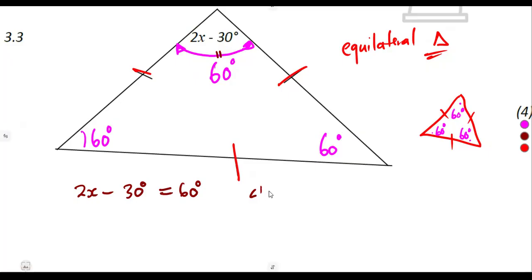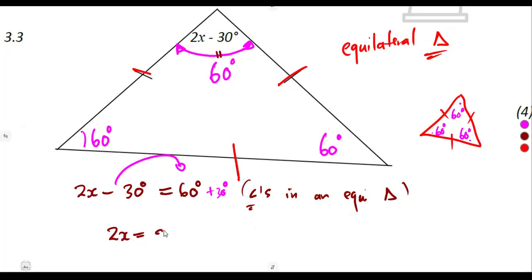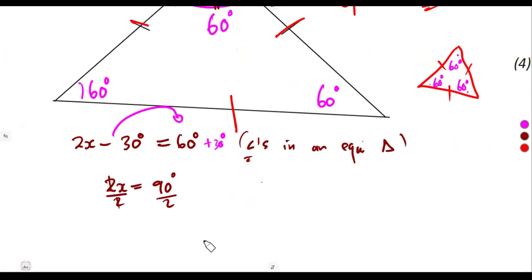We are talking about angles in an equilateral triangle. The interior angles, each interior angle is 60 degrees. So we have formed an equation. So 2x is equal to what? We take the negative 30 to the other side. That's a positive 30. So that was going to be 60 plus 30, which is 90. Then divide by 2 by 2. So x is going to be 45 degrees.